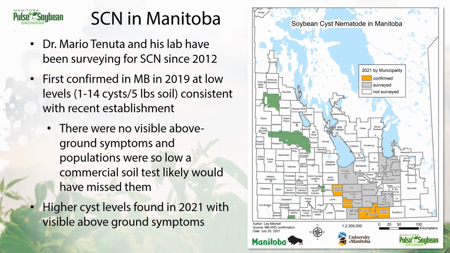In 2021, 2 years later, however, SCN's known range in Manitoba expanded as a field with much higher cyst levels was found by an agronomist. So this field had visible above ground symptoms, many cysts were easy to spot on soybean roots, and it's really illustrating how SCN is likely lurking undetected in many Manitoba fields.